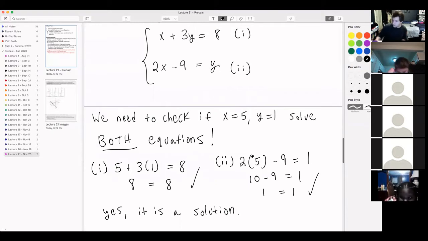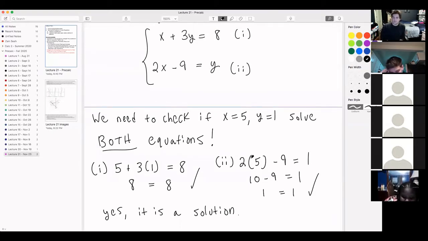All right, so any questions on this? I think really the most important point here is that you need to check both equations, okay? Not just one.